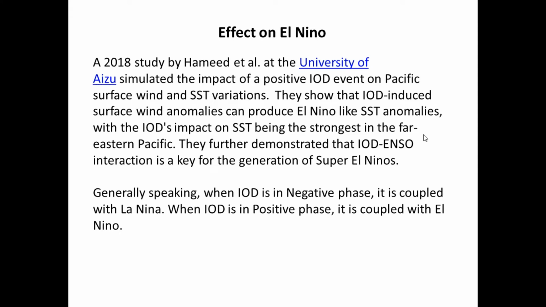A very recent study in 2018 by Hamid et al. at the University of Aizu simulated the impact of positive IOD event on Pacific surface wind and SST variations. They show that IOD-induced surface wind anomalies can produce El Niño-like SST anomalies, with the IOD's impact on SST being the strongest in the far eastern Pacific. They further demonstrated that IOD-ENSO interaction is key for the generation of super El Niños. Generally speaking, when IOD is in negative phase, it's coupled with La Niña, and the positive phase coupled with El Niño. That's the general summation.